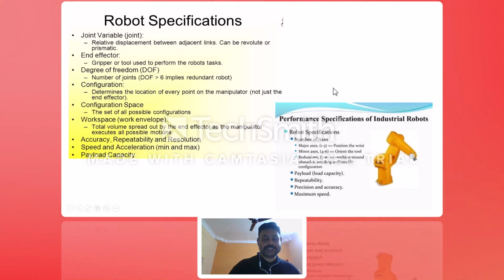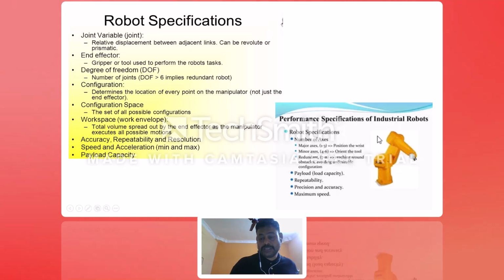Coming to robot specification, if you want to buy a robot, some parameters are important. Some are for industrial robots, some for other robots. Robots are used for different applications, starting from industry; they are even used in hotels, where a robot will act as a bearer. Here, robot specification includes joint variable, end effector, degrees of freedom, configuration, whether rectangular or cylindrical, workspace, accuracy, speed, acceleration, and payload capacity. These are the basic specifications of the robot.